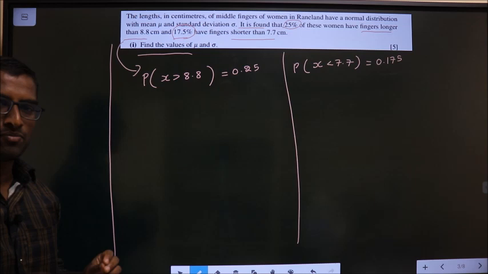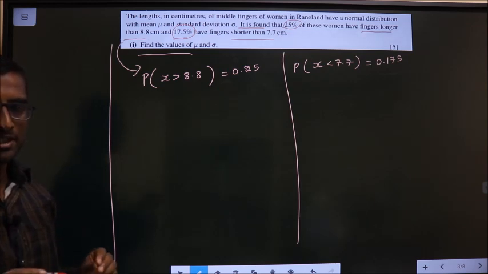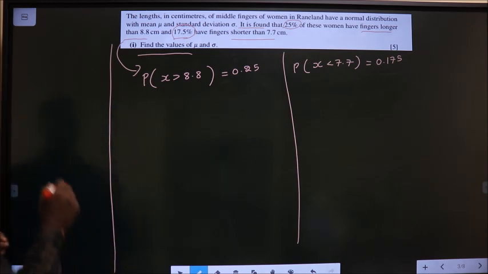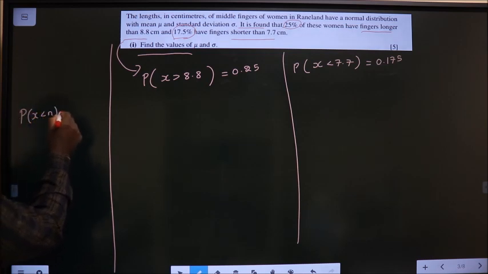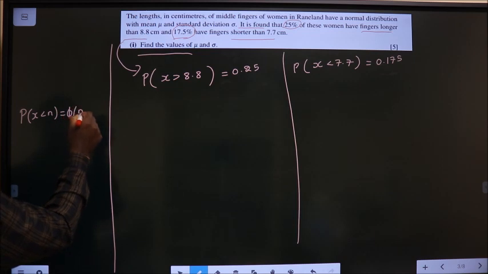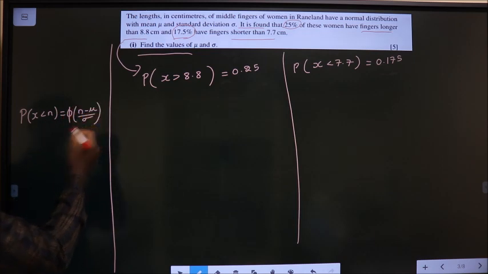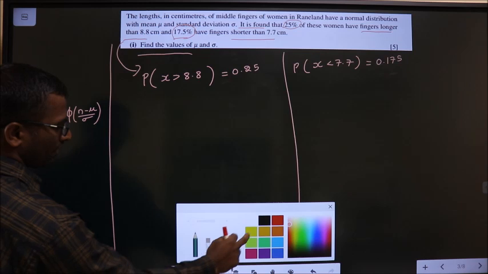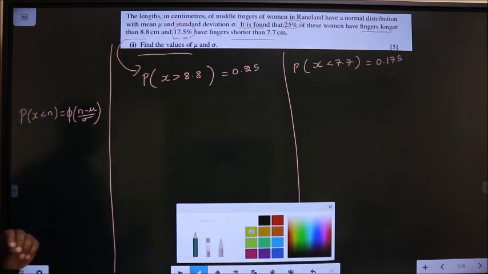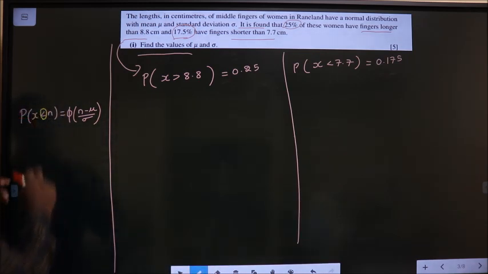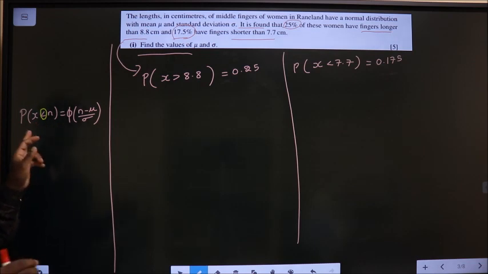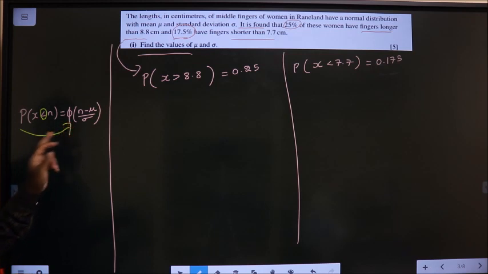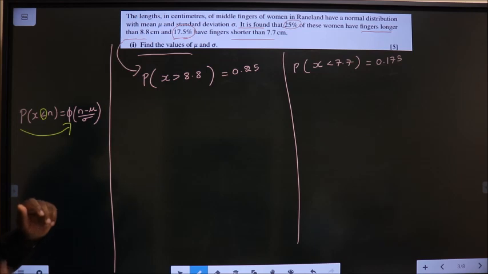Okay. Now, in any normal distribution question, we have to make use of this one. That is, P of x less than n is nothing but phi of n minus mean by standard deviation. Here you have to look out for this symbol. It should be less than. Whenever it is less than, only then P will get converted to phi. Clear?